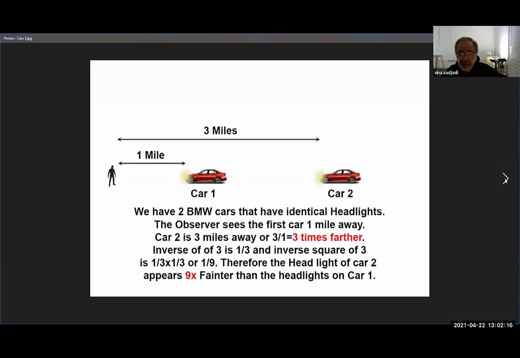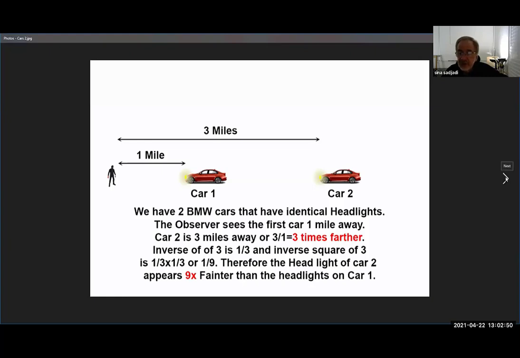All right, now we're going to move the cars. So now we have one car at 3 miles away, one car 1 mile away. So this car didn't move, car number 2 moved. Now how much fainter does the headlight of car number 2 appear to our observer? This is 3 miles away. Now we say it's inverse square of 3. 3 divided by 1 is 3 times farther. So that'd be 1/3 times 1/3, 1/9 the light, or 9 times fainter, like that.